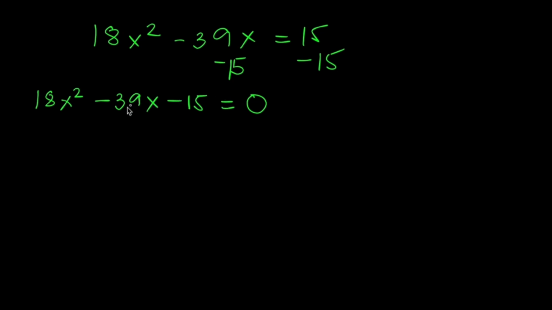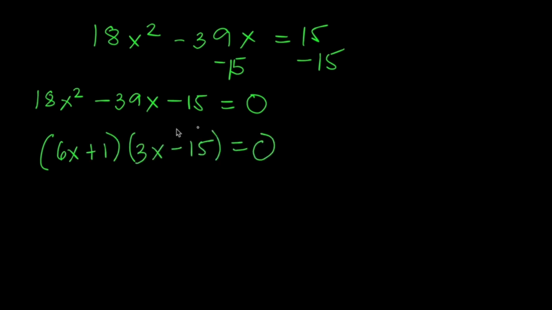This one turns into 6x. So we have 6x plus 1 times 3x minus 15 equals 0. When you factor this one, we have 6x plus 1 times 3x minus 15. And finally, we use the ZPP.